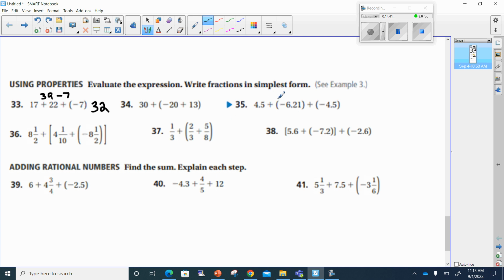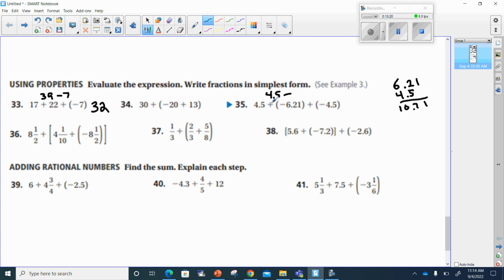All right, let's go on over here to number 35. I've got 4.5 plus a negative 6.21 plus a negative 4.5. Okay, so I think I'm going to take my negatives and put them together first. When I add these two together, remember you've got to stack your decimals, and you want to line up your decimals so you get your answer correct. That'll be 1, 7, and 10. So what we really have here is 4.5, and we're adding a negative.